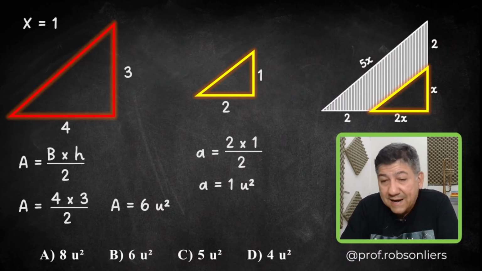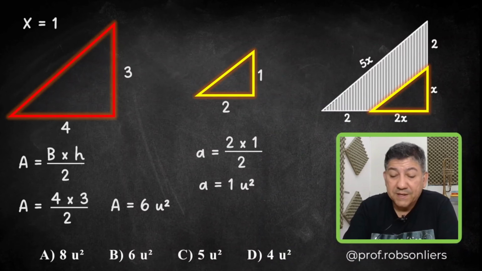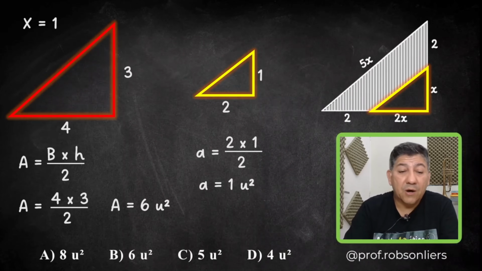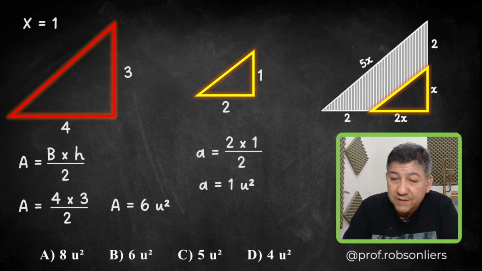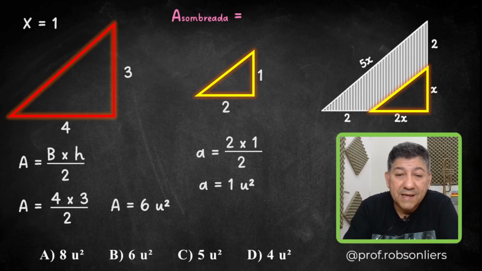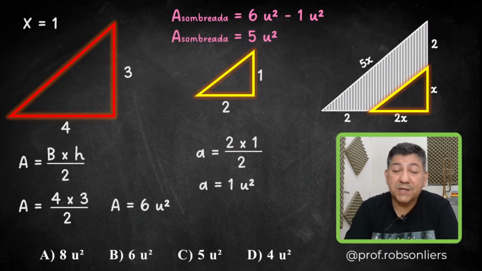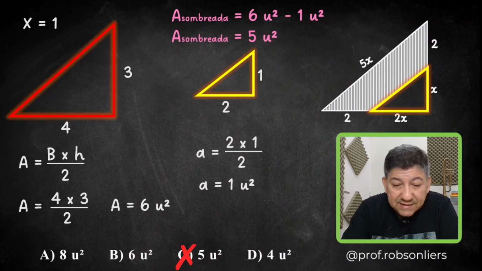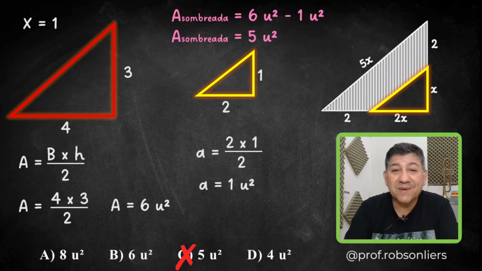Since we want to find the area of the shaded region in the figure, the hatched region, we'll take the area of the larger triangle minus the area of the smaller triangle, and that will give us the area of the shaded region. The area of the shaded region will be equal to the area of the larger triangle, 6, minus the area of the smaller triangle, which is 1. 6 minus 1 equals 5. We conclude that the area of the shaded region, which is what the question was asking for, is equal to 5 square units. Whoever chose letter C got it right and nailed the question.